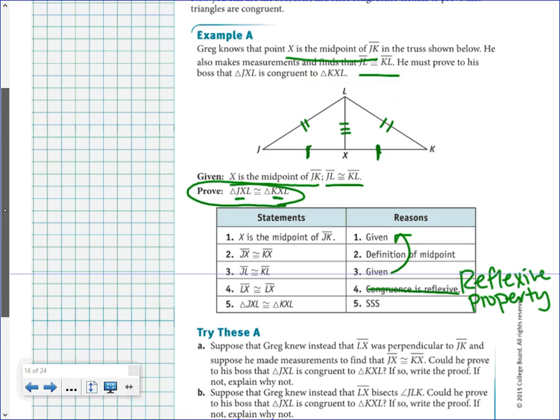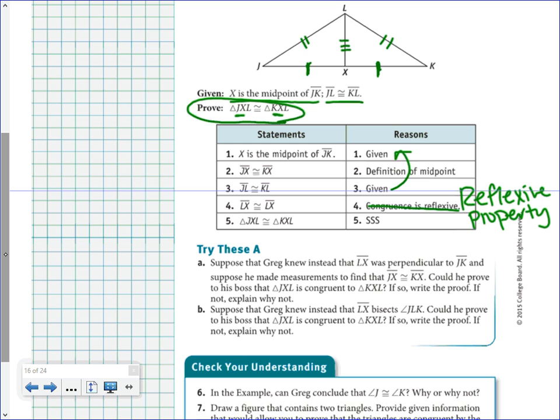Now we're going to look at A, and it says, suppose that Greg knew instead that LX was perpendicular to JK, and suppose he made measurements to find that JX was congruent to KX. Could he prove that the triangles are congruent? If so, write the proof. If not, explain why not.